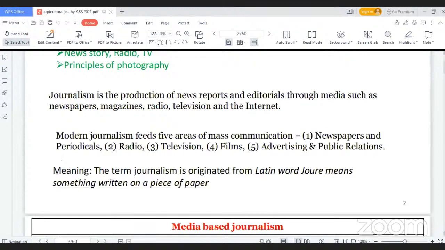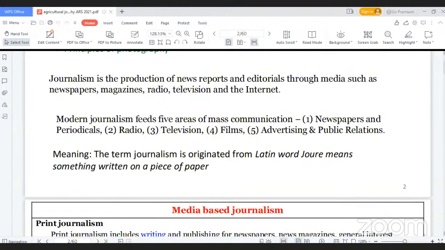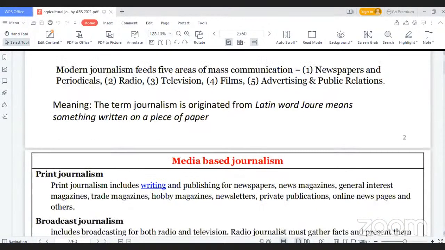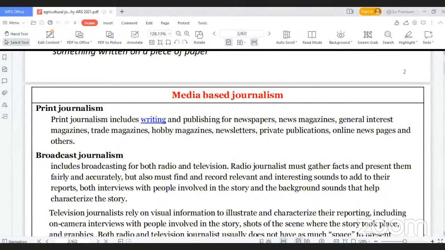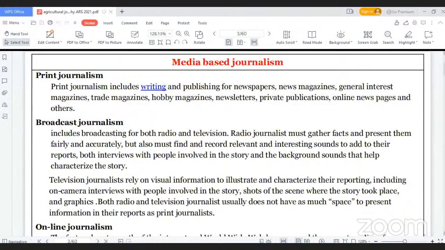The term journalism is derived from the Latin word diurnal, that means something written on a piece of paper. In some books you can find that journalism comes from the word diurna, that is daily. That means you are writing about daily activity or day-to-day activity. That is called journalism. As I told, there are 3 types of journalism: print journalism, broadcast journalism, and online journalism. Print journalism includes the publishing of newspapers, news magazines, different types of newsletters, and private publications. They are print journalism.